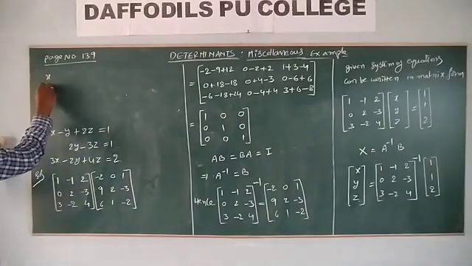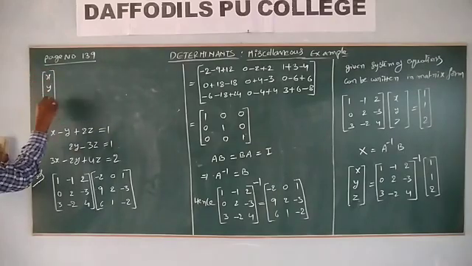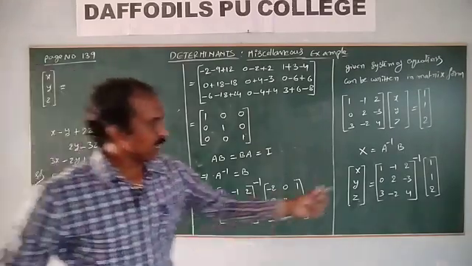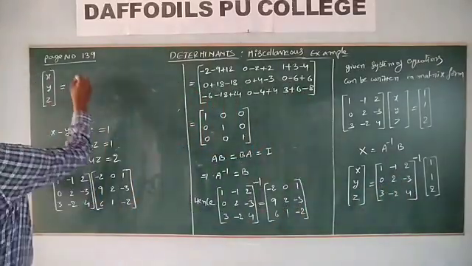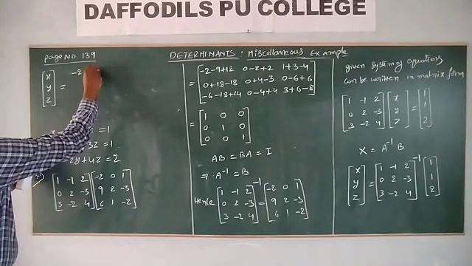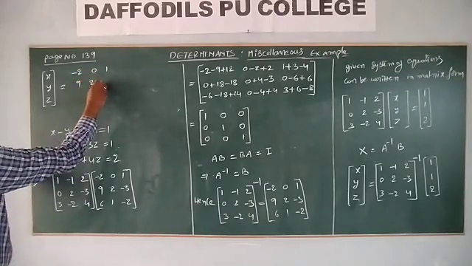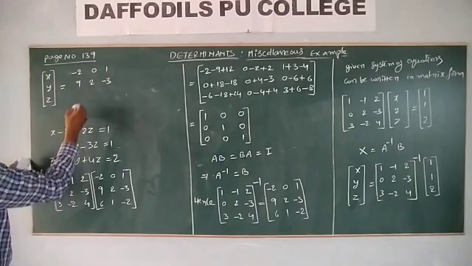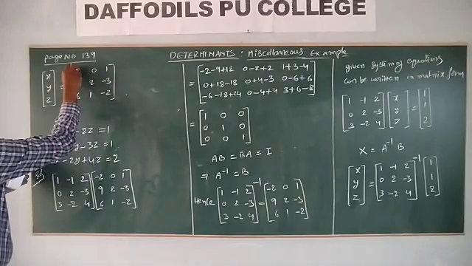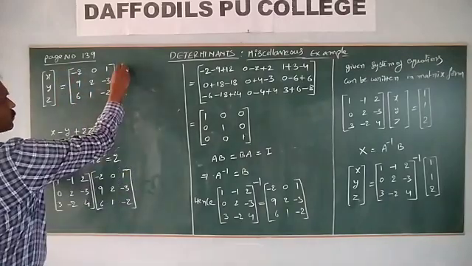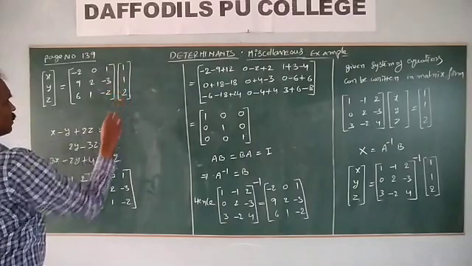Therefore X, Y, Z. The inverse of this matrix is equal to this one. Therefore minus 2 0 1, 9 2 minus 3, 6 1 minus 2, times the B matrix 1 1 2.